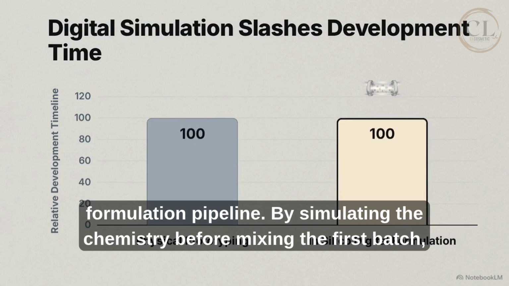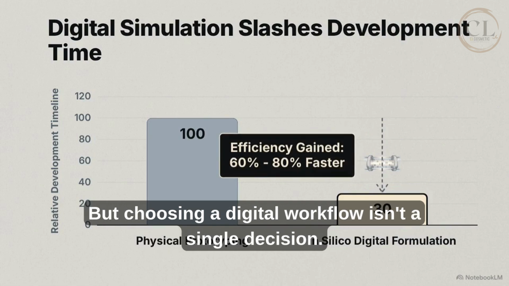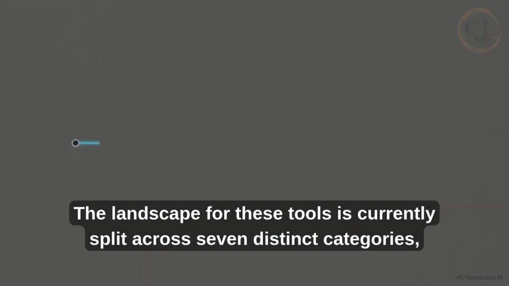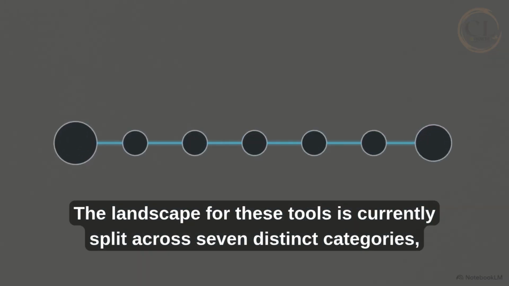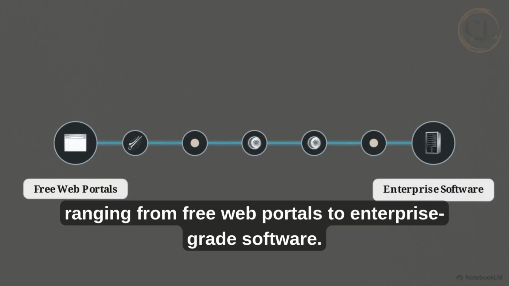By simulating the chemistry before mixing the first batch, labs are seeing their development time drop by 60 to 80%. But choosing a digital workflow isn't a single decision. The landscape for these tools is currently split across 7 distinct categories, ranging from free web portals to enterprise-grade software.